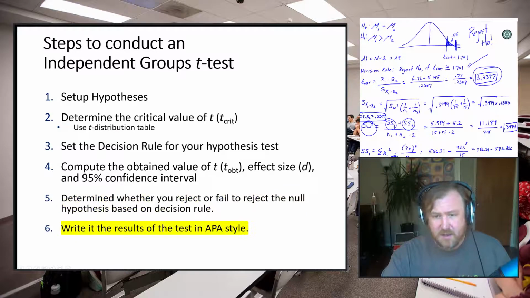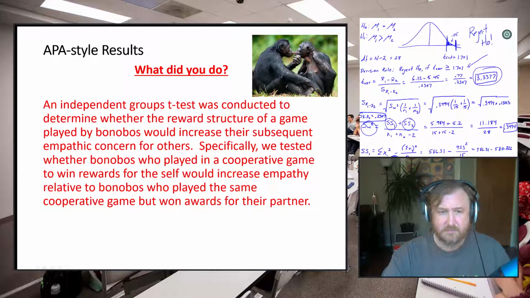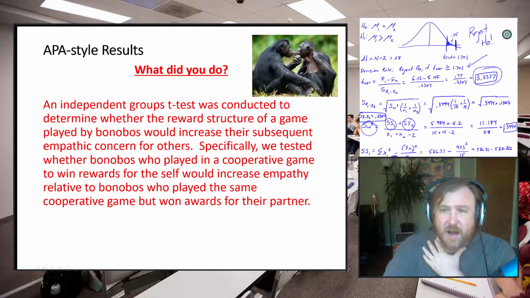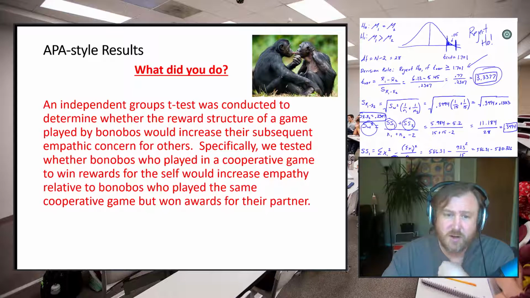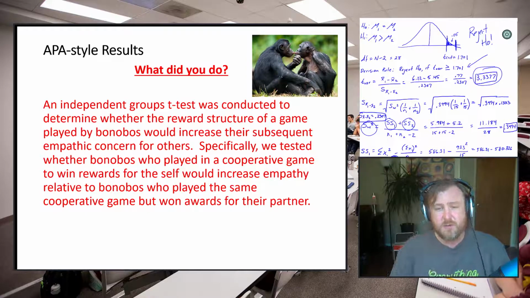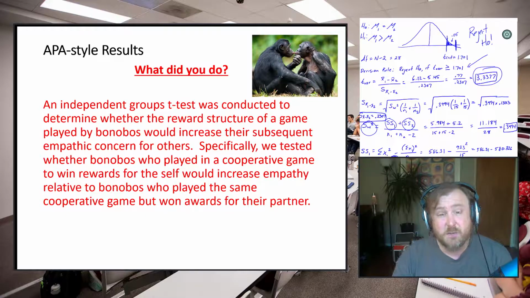So now let's write this up in APA style. So we're going to start out with, what did you do? So an independent group's t-test was conducted to determine whether the reward structure of a game played by bonobos would increase their subsequent empathic concern for others. Specifically, we tested whether bonobos who played in a cooperative game to win rewards for the self would increase empathy relative to bonobos who played the same cooperative game but won rewards for their partner.